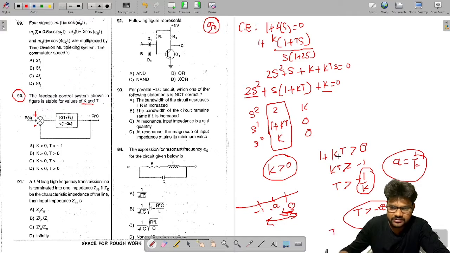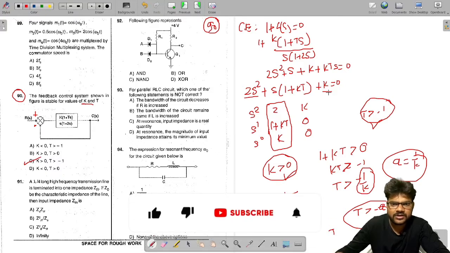So we can write T will be greater than minus 1, because this 1 by k term was not there in the options. T was in terms of 1, so in terms of 1 we can write T will be greater than minus 1. So k has to be greater than 0 and T has to be greater than minus 1 for this system to be stable. So the correct option with this is C. So let us go to the next question.